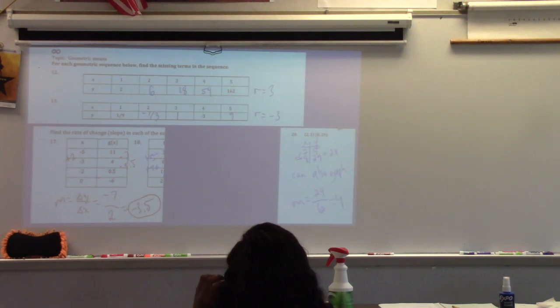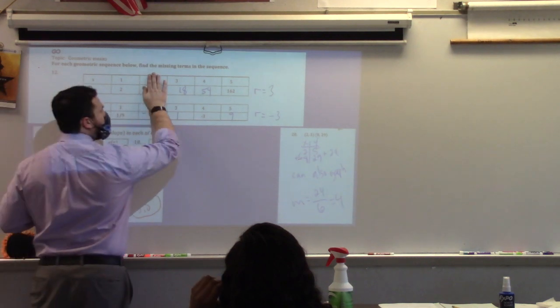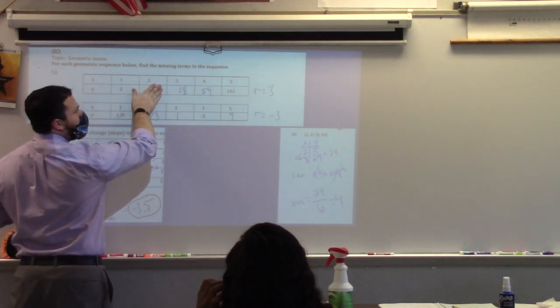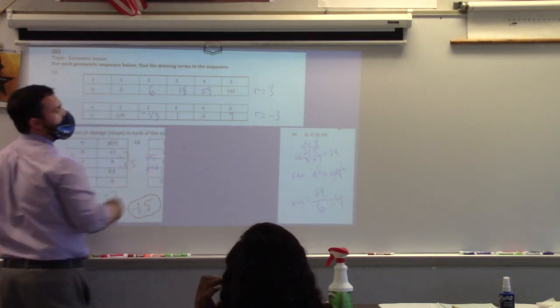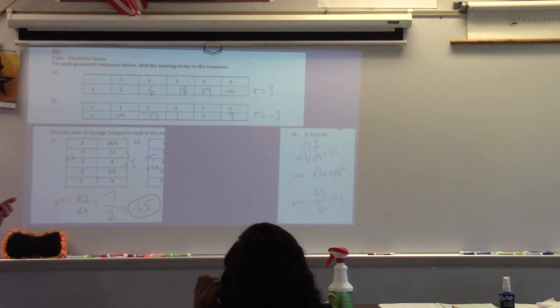Multiply by 3. Right. Isn't it multiplied by 3? But I said r equals 3, so how did you know it was multiplying by 3? Because 3 times 2 is 6. But these numbers weren't there. You had 2 then and you had 162. You take 162.